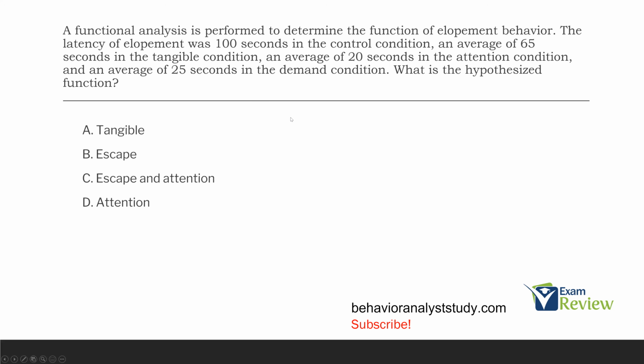So we will hypothesize that the function is not tangible because it's quite a long latency for elopement. It is escape, but it is not necessarily just escape. It's actually escape and attention. Because again, if we look at these data paths, they're going to intersect at some point and overlap. So what are we hypothesizing the function as? Escape and attention. Not the easiest question in the world.